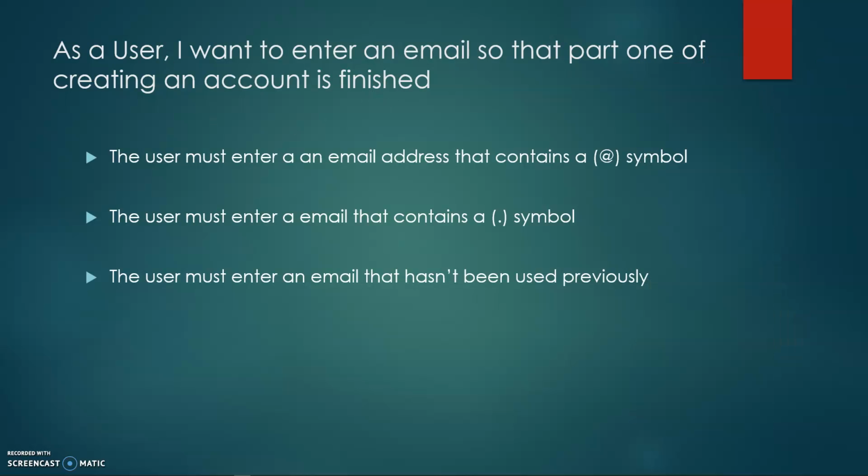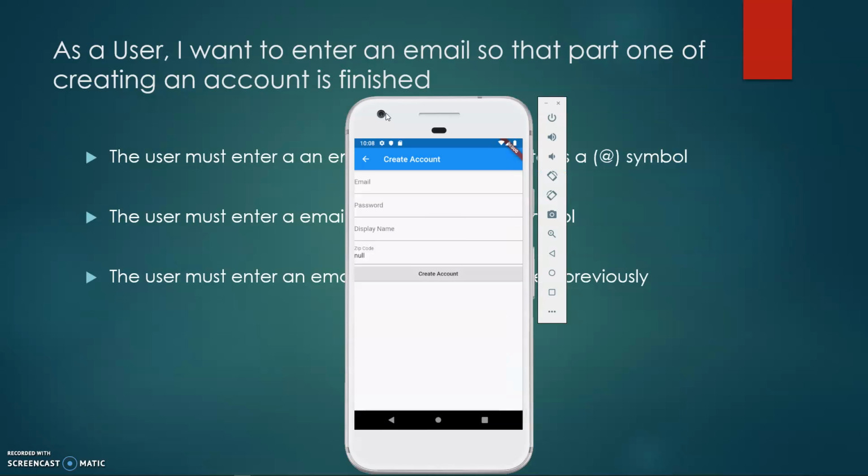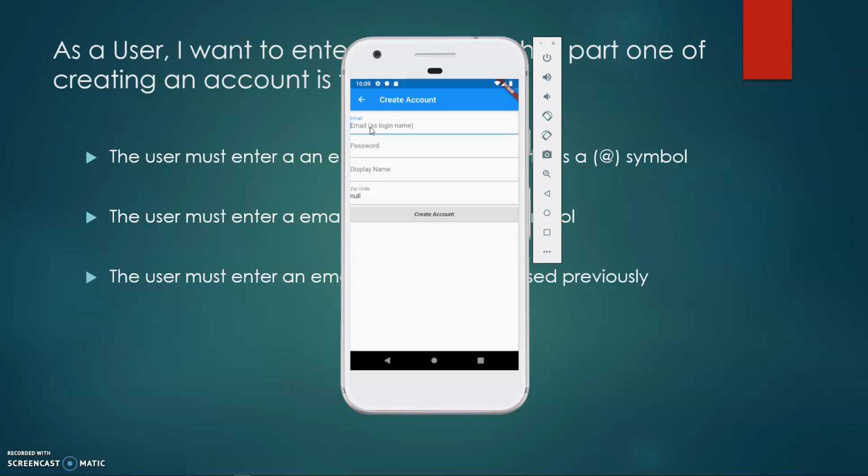As a user, I want to enter an email so that part 1 of creating an account is finished. The user must enter an email address that contains an @ symbol. The user must enter an email that also contains a period. And then the user must enter an email that has not been previously used. So I'll go ahead and enter an email.